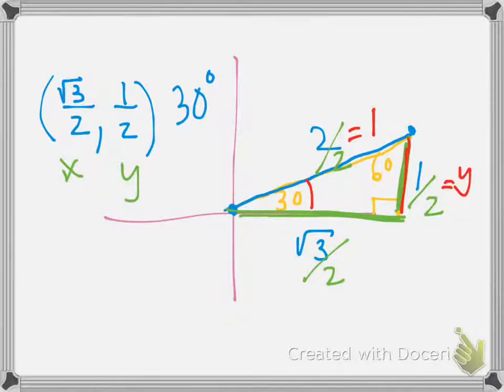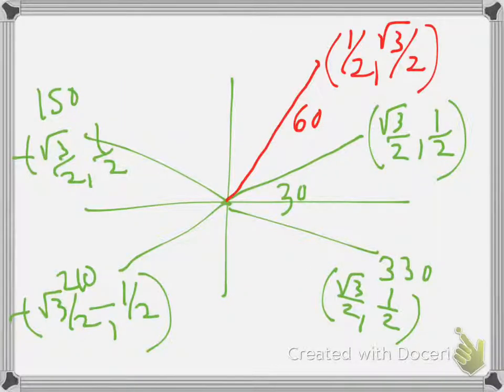Or you could say cosine of 30 degrees is square root of 3 over 2. Back to the blue numbers. Or sine of 30 is 1/2, so y. And then I put them on the unit circle. I just made sure they all have the right signs. First quadrant, your root 3 over 2. Second quadrant, x is negative. Third quadrant, they're both negative. Fourth quadrant, y is negative.